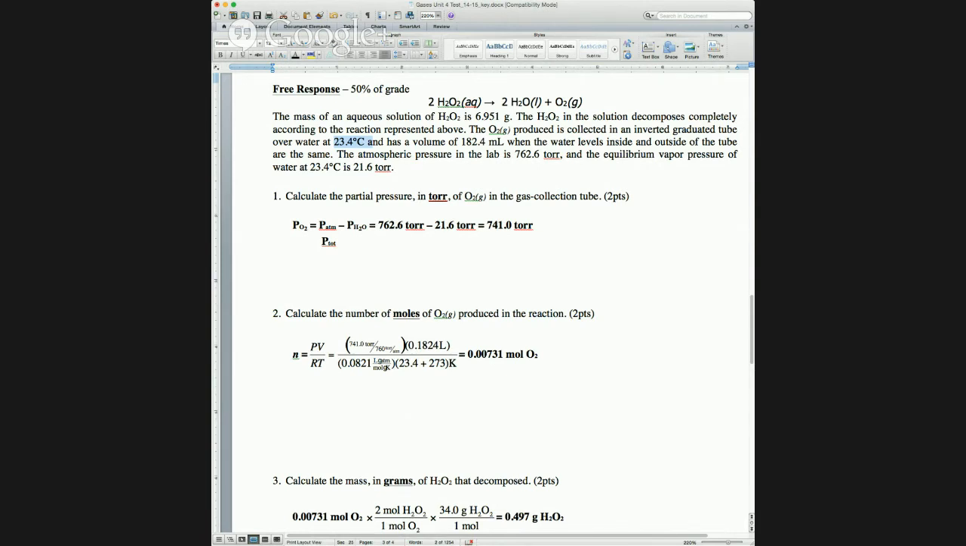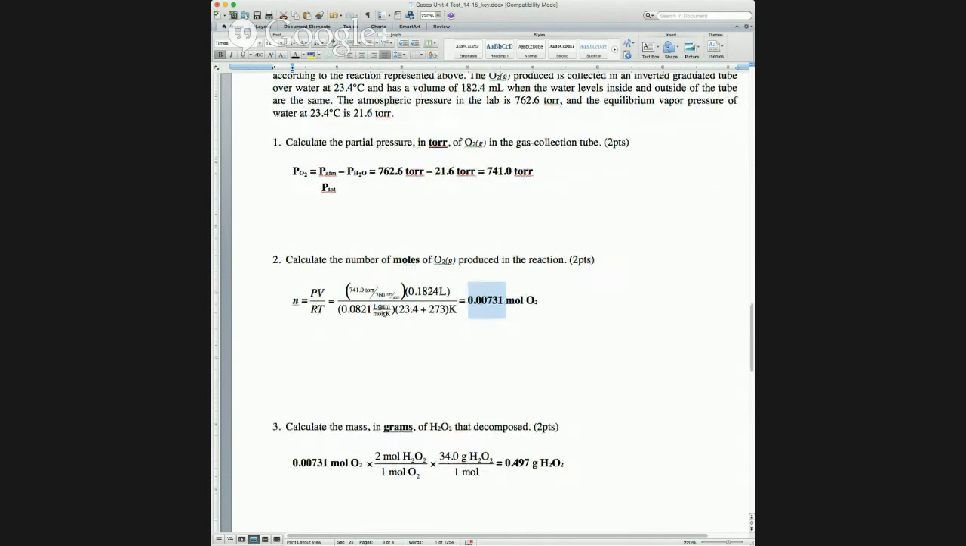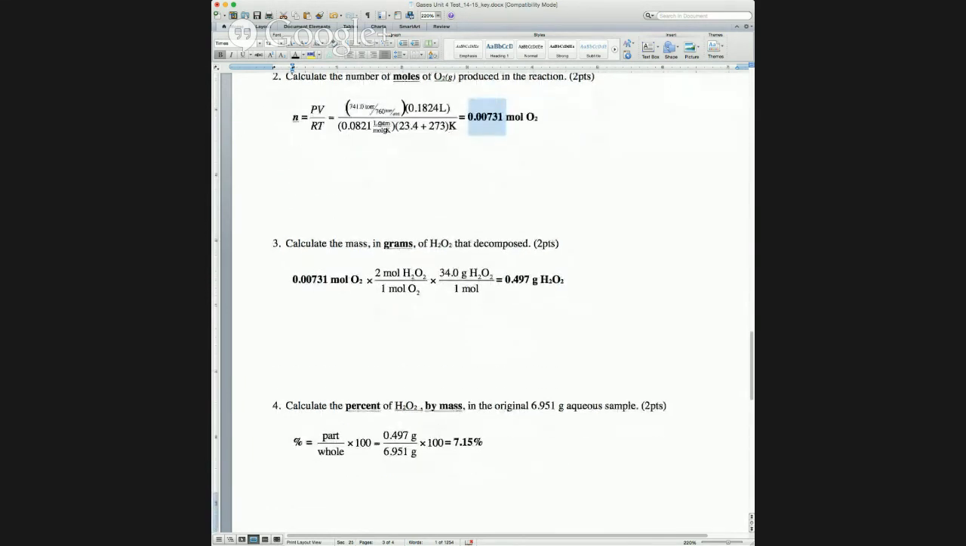So once you have your pressure in atmosphere, you have the volume in liters, because it gives it to you in milliliters. You have the universal gas constant, and you have your temperature in Kelvin. You solve for n, the moles, and you get 0.00731 moles of oxygen. Hopefully so far you're sticking with this. This is pretty straightforward stuff.